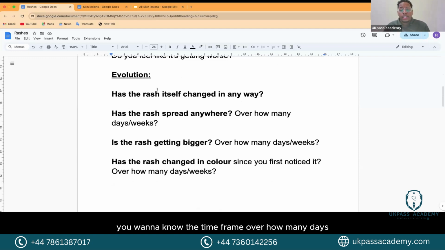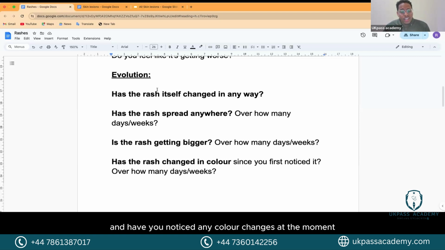Over how many days? Okay, and so again, has the rash changed in any way? Yeah, I think it's getting bigger. Okay, you think it's getting bigger, and how many days do you feel it took to get bigger? In the last couple of days, it's been getting bigger. And has it spread anywhere? Yes. Okay. And how long after you developed the rash did it start to spread everywhere? Literally, by the end of the day, it spread everywhere, doctor.